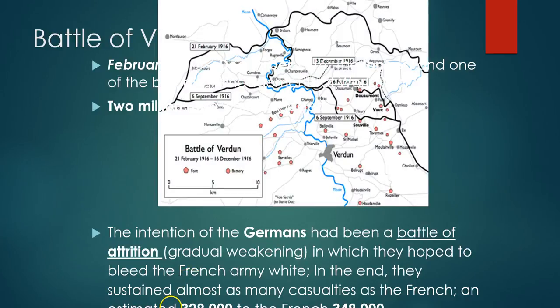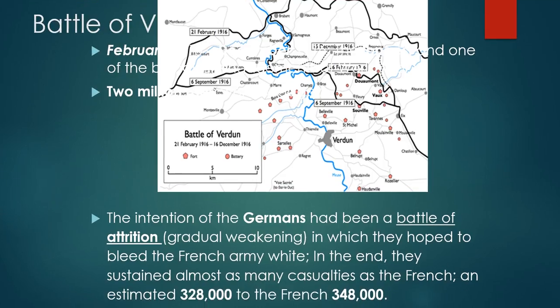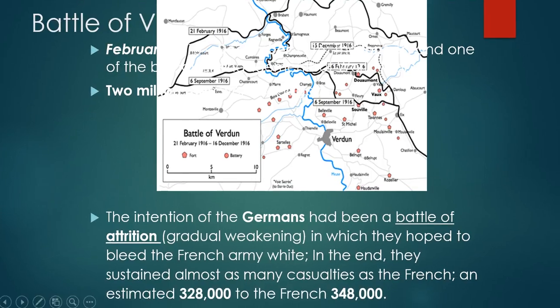So Germany, with the Battle of Verdun, could have admitted defeat, but their goal was to create a battle of attrition. Attrition just means gradual bleeding out or gradual weakening of an army. Instead of actually defeating them, just chip away at them until they lose. So this is where they hoped to bleed the French army white, which means no more blood left in their army. In the end, however, they sustained almost as many casualties as the French.